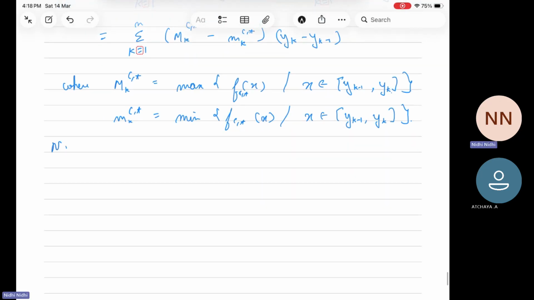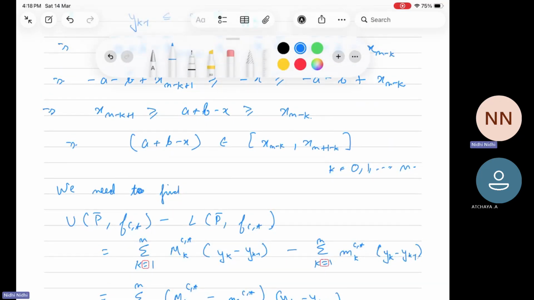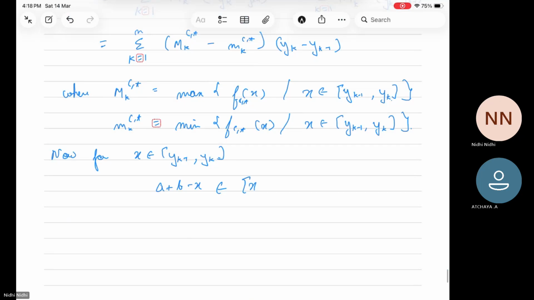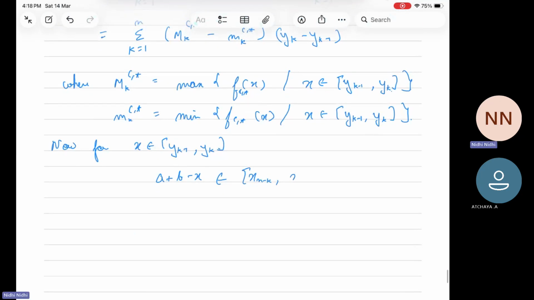Now, for x belonging to y_{k−1} to y_k, we know that a + b − x belongs to, let me mark it as equation 1, this closed interval x_{n−k} to x_{n+1−k}.